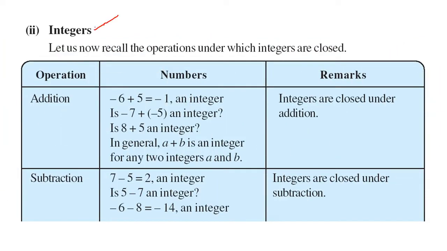When we talk about the properties of integers, if we add two integers, a and b, you'll always get a number which in turn will be an integer. When we subtract two numbers, again we get a number which is an integer. So now integers are closed under addition and also subtraction.